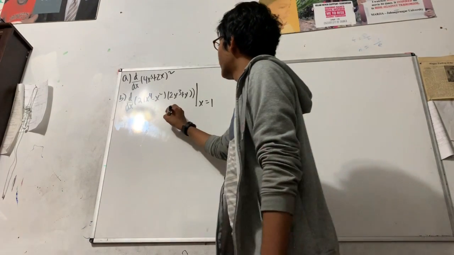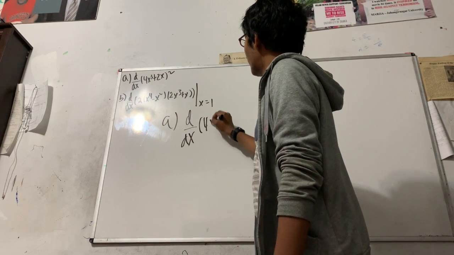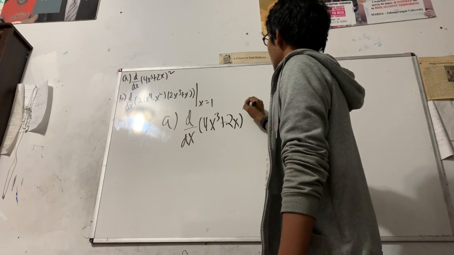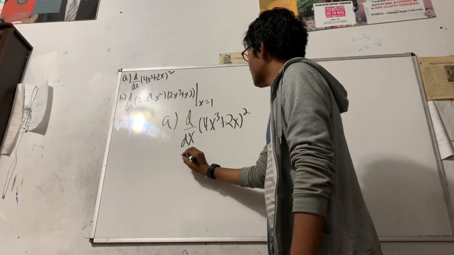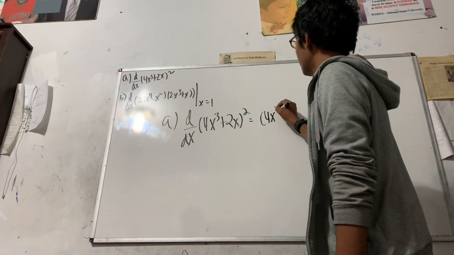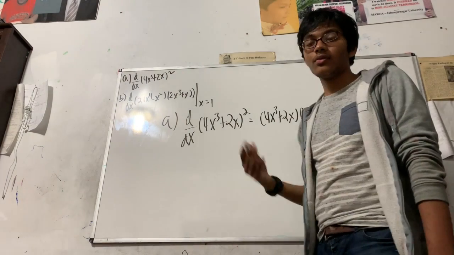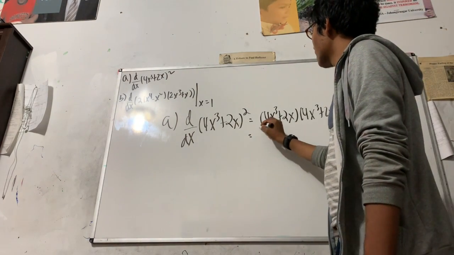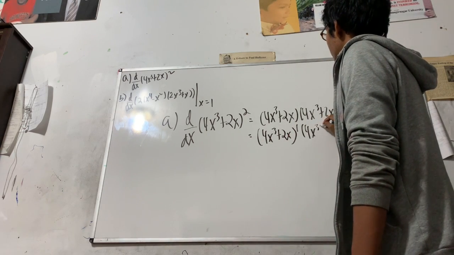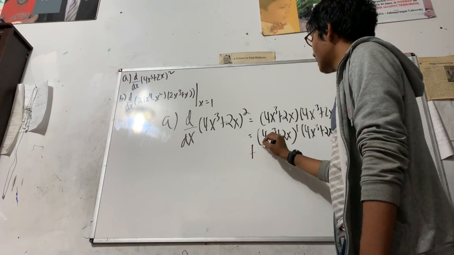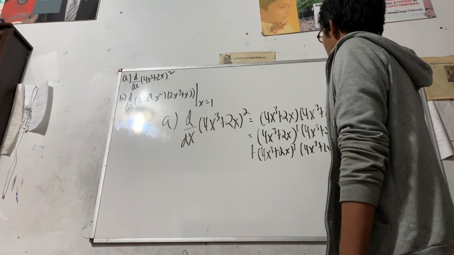Okay, so the first question we have is to find the derivative over dx of 4x cubed plus 2x squared. So the first thing we're going to do is expand this, right? So if we expand this, we're going to get 4x cubed plus 2x times 4x cubed plus 2x. Now all we have to do is apply the product rule, right? So we're going to find the derivative of 4x cubed plus 2x, multiply that by 4x cubed plus 2x, and then we're going to add that to the derivative of 4x cubed plus 2x times 4x cubed plus 2x.